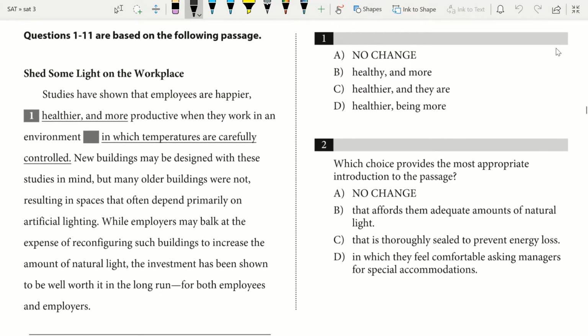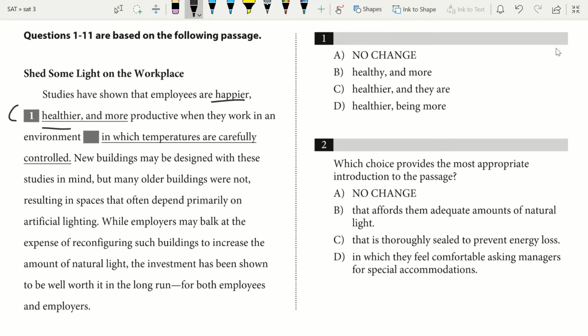So what I'm going to do is read through each passage, and as I approach a question, I'll show you what I look for, and then I'll ultimately show you the answer and how to solve for it. So, passage 1. Shed some light on the workplace. Studies have shown that employees are happier, healthier, and more productive when they work in an environment in which temperatures are carefully controlled.